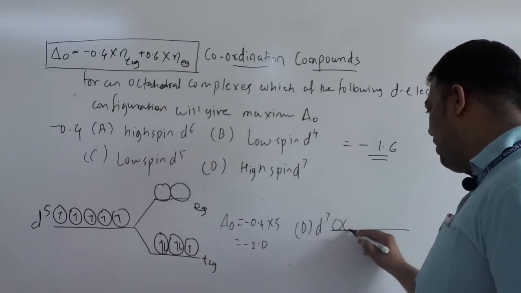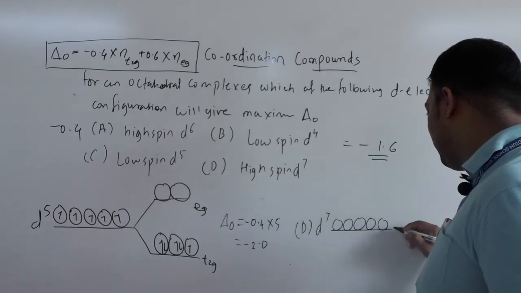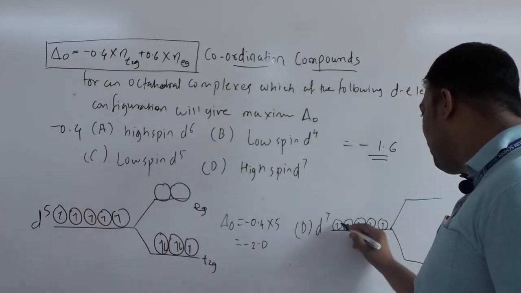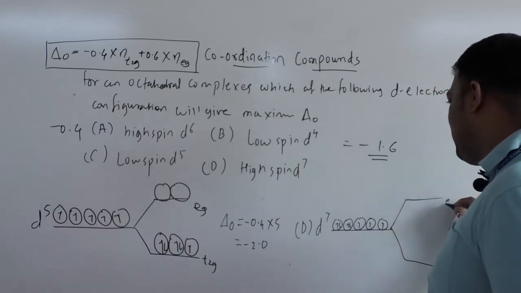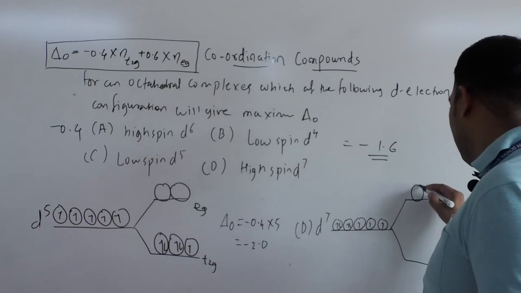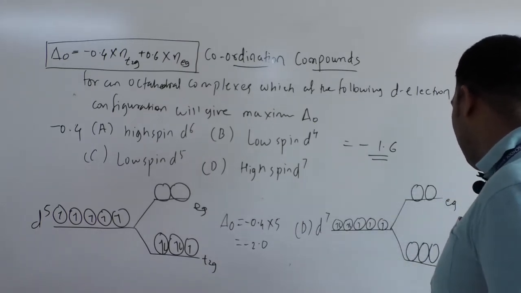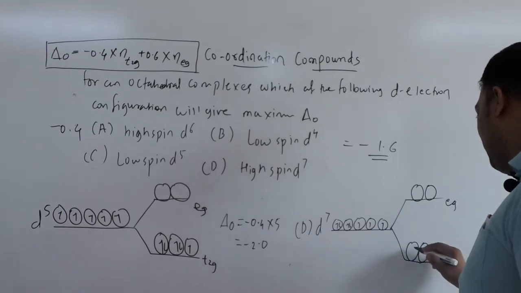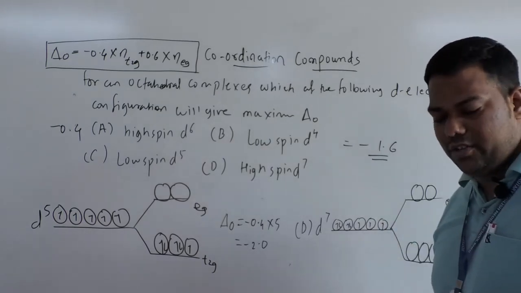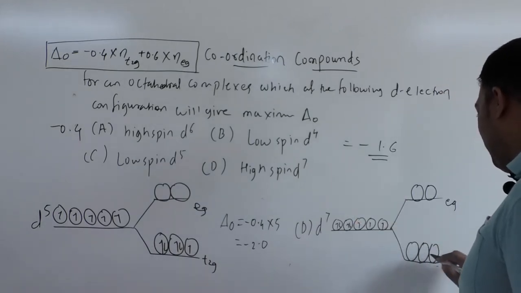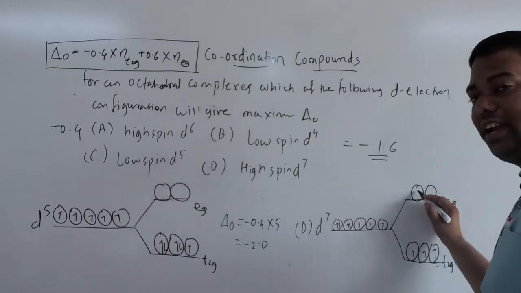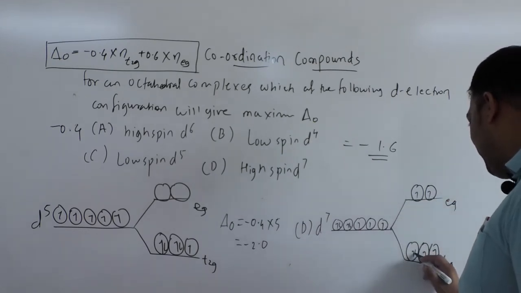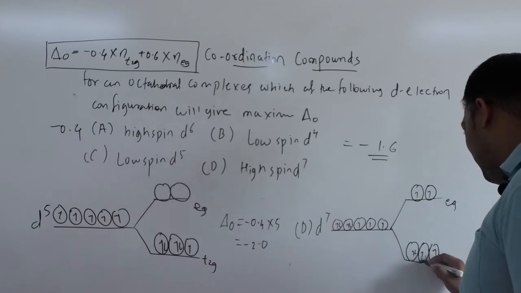For option D, suppose you are checking option D as d7 in high spin. So here 1, 2, 3, 4, 5 as like this. Okay. Understood. So 1, 2, 3, 4, 5, 6 and 7. Now upper side your EG, downside your T2G, as like this. Now here what will happen? We have to fill whatever 7 are there. So it is high spin, means weak field. So they will go upside after filling this. 1, 2, 3. Now the fourth electron goes upside because it is high spin, which is weak field again. 3, 4, 5. Now here paired up 6, and here 7.